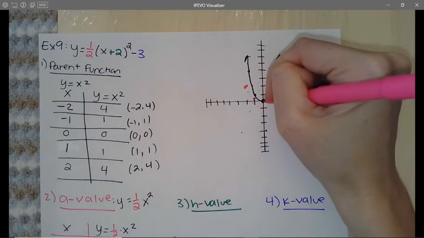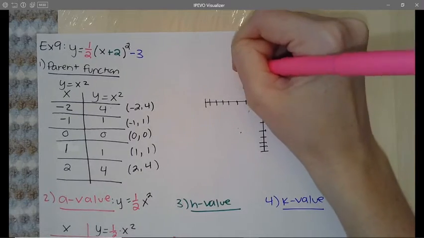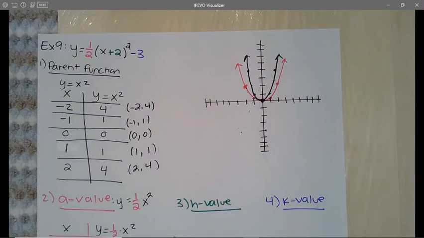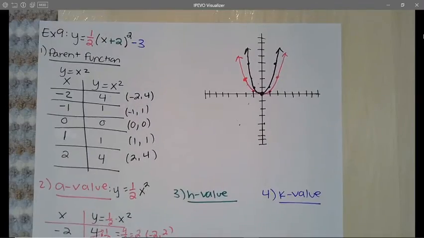Look at that. The graph's getting a little lazy, sitting on the couch for too long, gained some weight, got wider, right? Okay, so there we go.